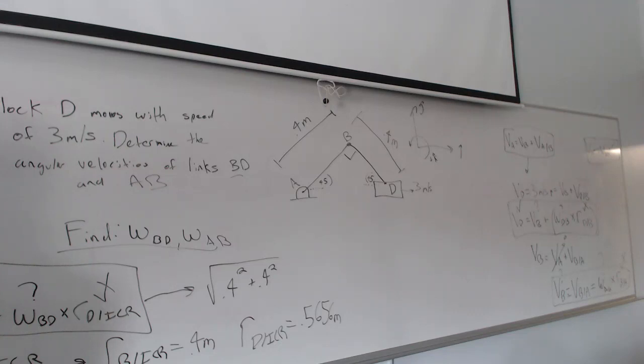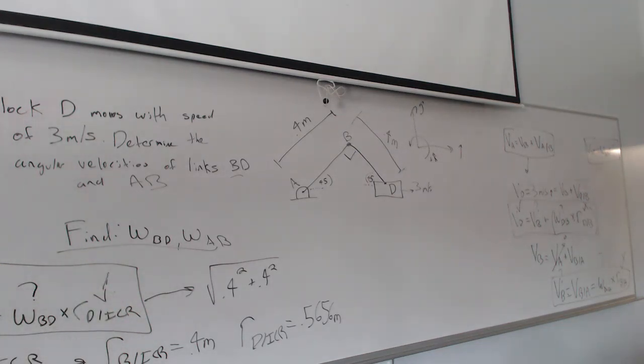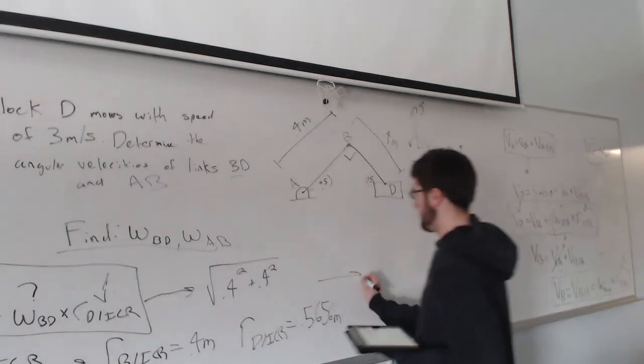So I can now get rid of this thing. Looking at this equation, velocity of D is equal to the angular velocity of BD, then cross product with the position vector that I just found. So one equation, one unknown, half the problem's done after I compute this. So, doing that.